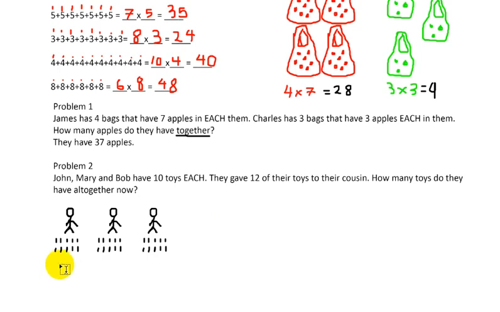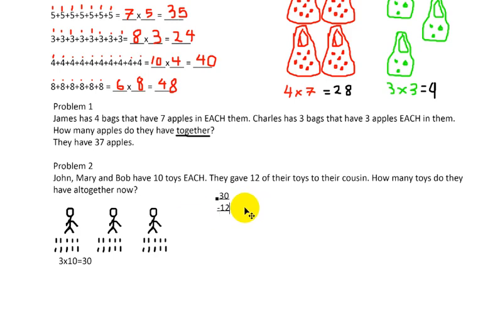How many toys did they initially have? Well, each of them had 10, and there's 3 of them, so that's 3 tens. So 3 times 10, which makes 30. And then they went and gave away 12 of those toys. So I would need to do 30, take away 12.